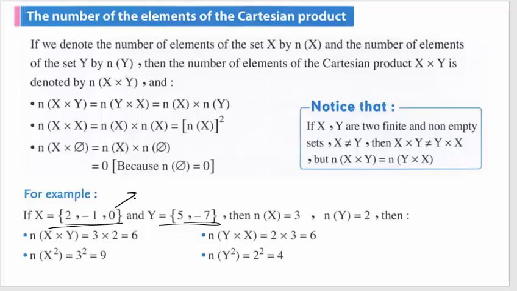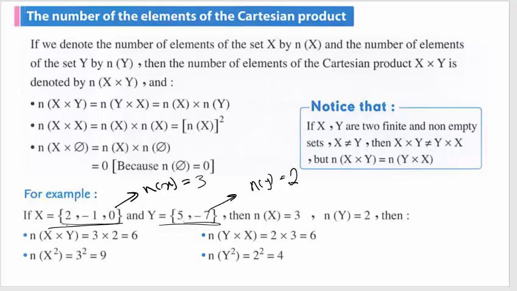So I recognize that the number of elements in the set x are 1, 2, 3. They are 3. I just need their number. I don't need you to get their sum, their difference, their product. I'm just asking you to find their number, only their number. And what about the number of elements in y? 5 and negative 7 are 2 elements.